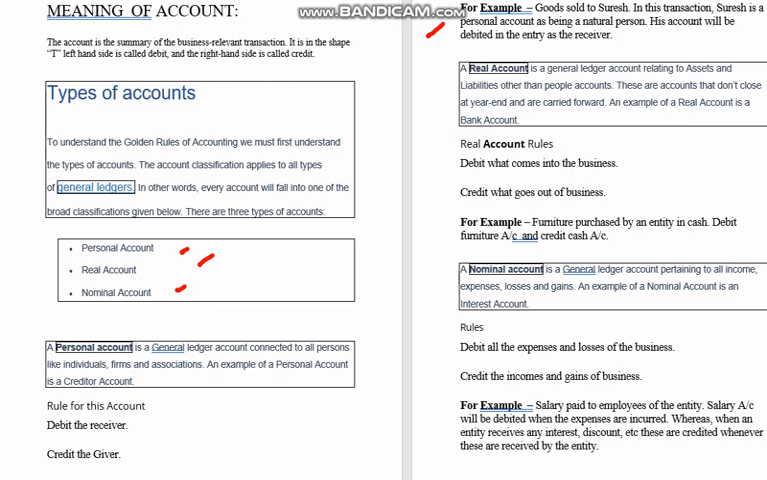So you can take any example. It's very easy. In any transaction, if you find any person, you have to see whether they are receivers or givers. Receiver means you have to debit their account. If they are givers, you have to credit their account.